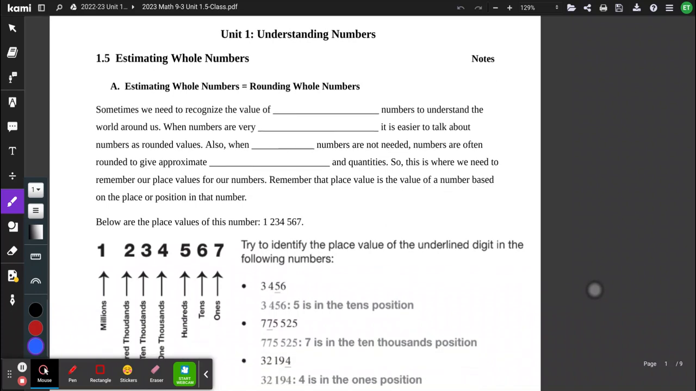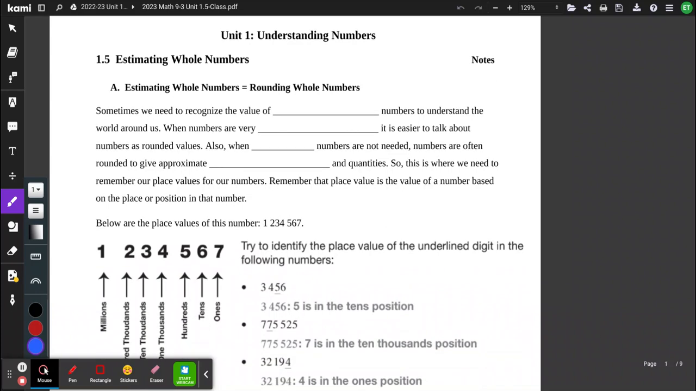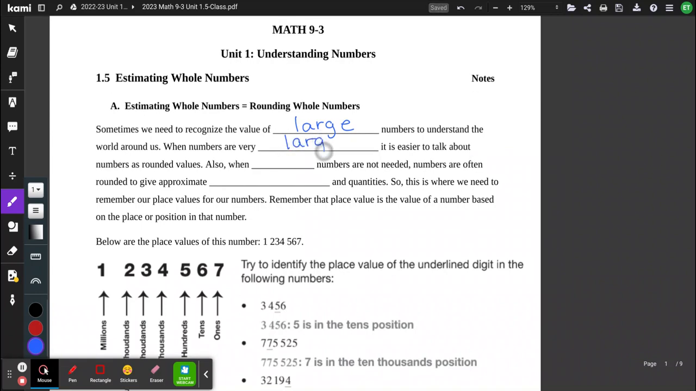So it says sometimes we need to organize or recognize the value of large numbers to understand the world around us. When numbers are very large, it is easier to talk about numbers as rounded values. Also, when all numbers are not needed, numbers are often rounded to give approximate values and quantities. That just means amounts. So when we don't need an accurate answer, we can round it.